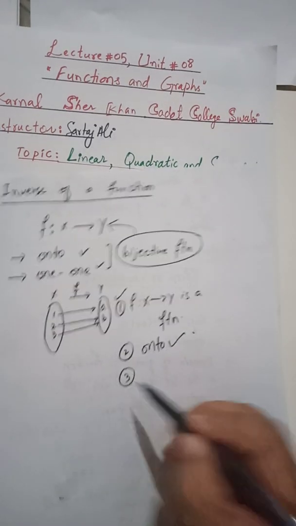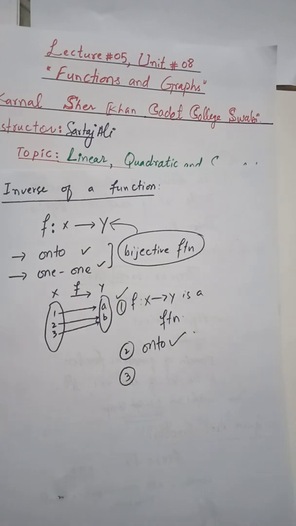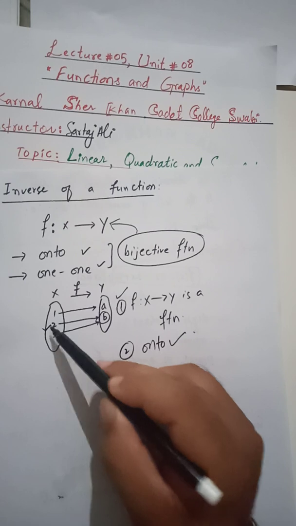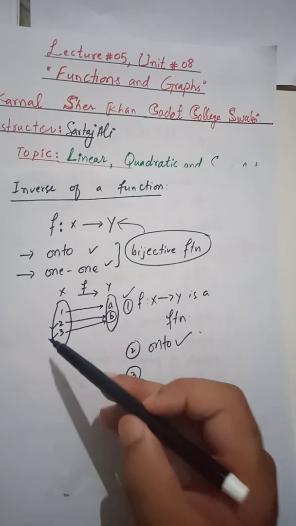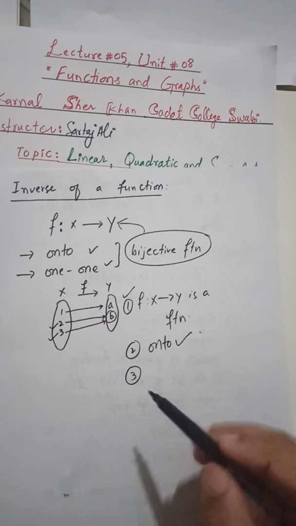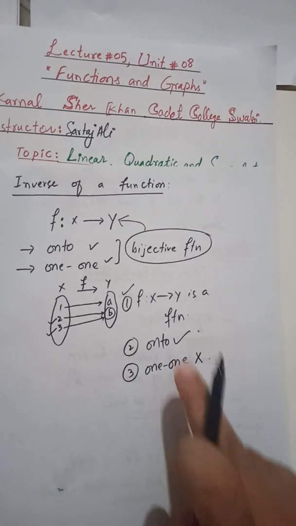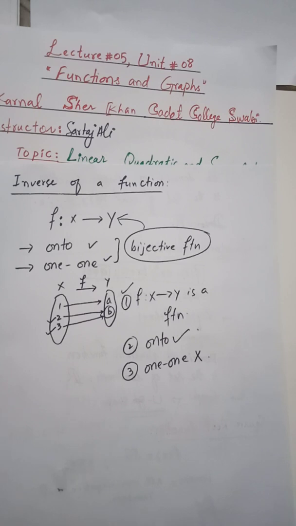Now I am checking for the 1-1 function. Remember that a function is said to be 1-1 if for every image present in the codomain you have a unique pre-image in the domain. Here, b is the image of 2 and 3. So for b the pre-image is not unique, and that's why this function f is not a 1-1 function. So it is not a bijective function, and the inverse of this function is not possible.